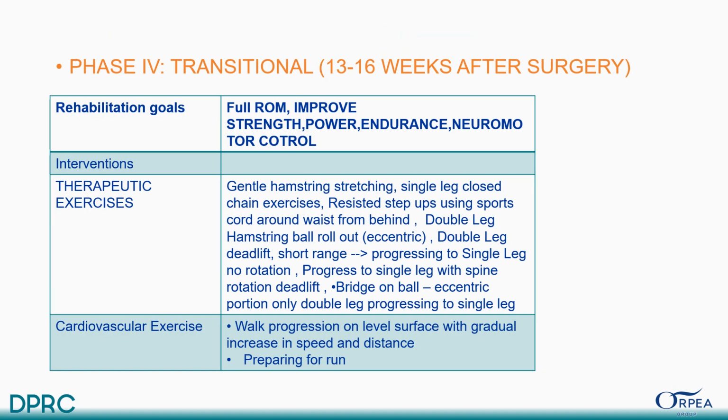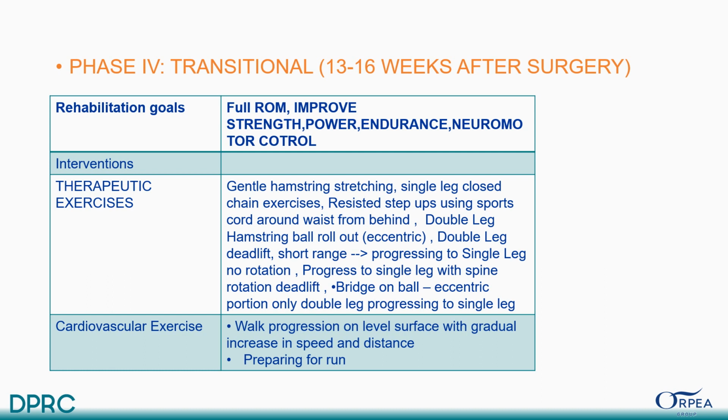Phase 4, that's the transition phase, 13 to 16 weeks after surgery. Again, your rehab goals include full range of motion, improved power, strength, and endurance and neuromuscular control. Your therapeutic exercise includes gentle stretching of the hamstrings, single leg exercises, resisted step up with a sports cord around the waist, double leg hamstring rollout, double leg deadlift, short range, progressing to single leg no rotation, progress to single leg with supine rotation deadlift, bridging on the wall, eccentric portion only, double leg progression to single leg.